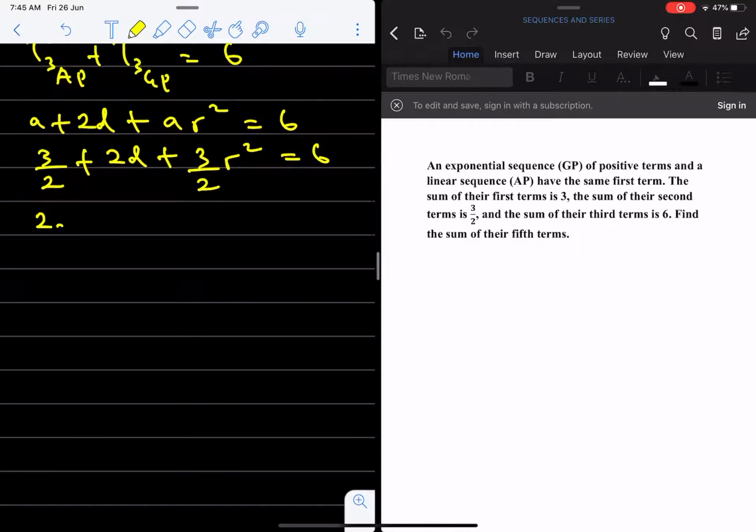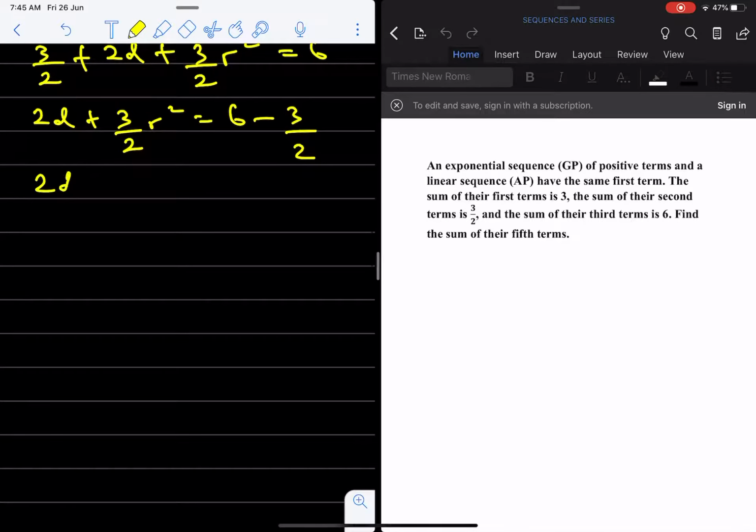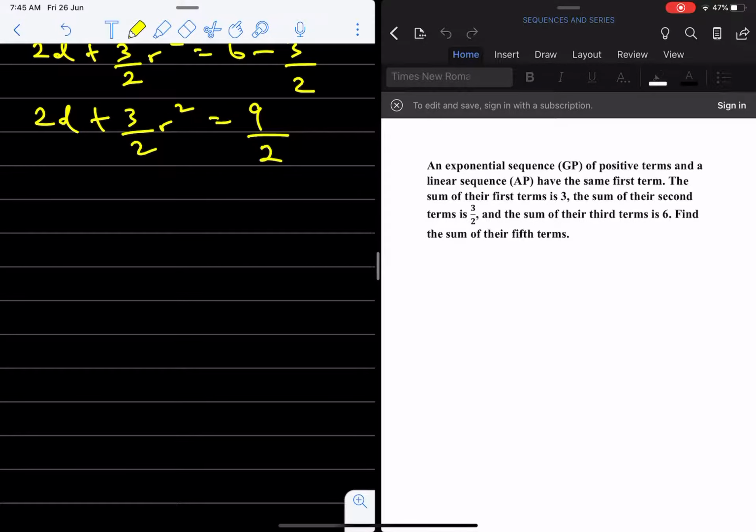And this means 2D plus 3 over 2R squared equals 6 minus 3 over 2, which is 9 over 2. To clear the fractions, we multiply through by 2, and that means 4D plus 3R squared equals 9. We're going to make that equation 2.